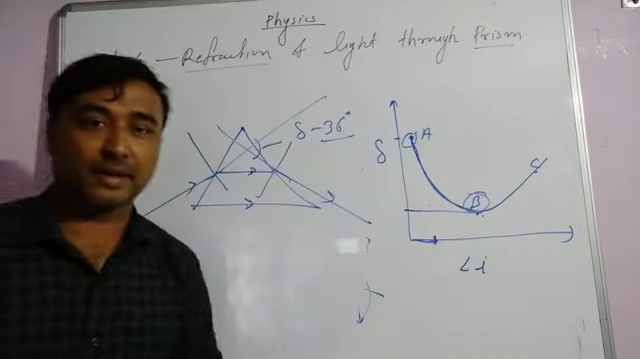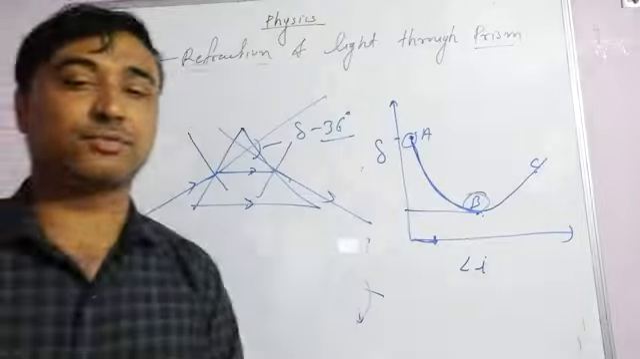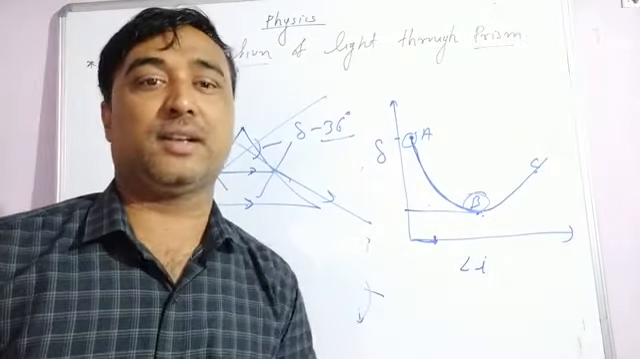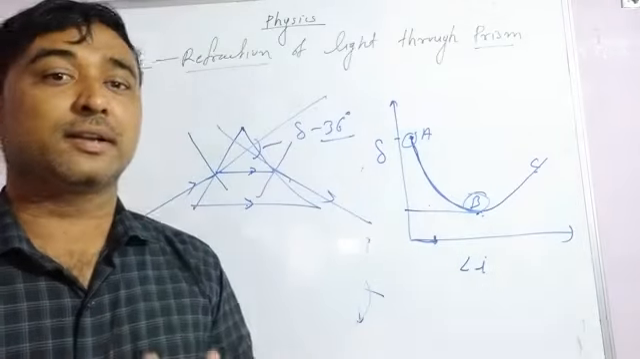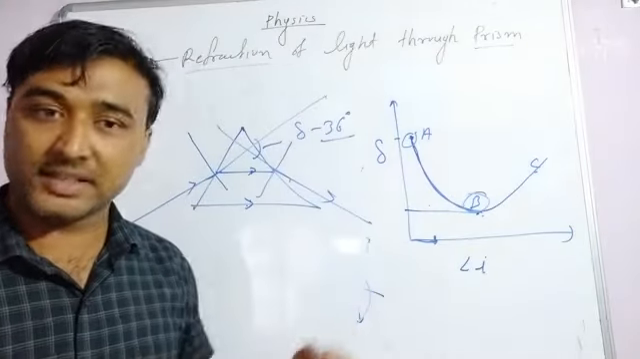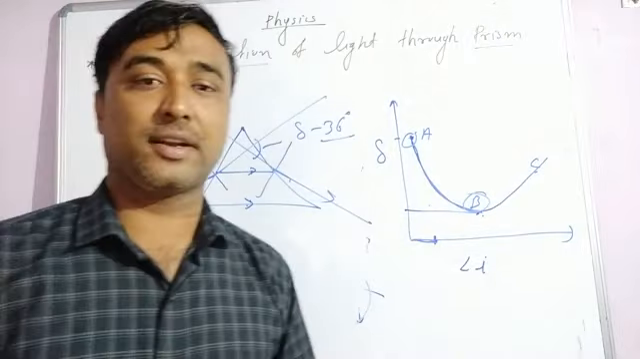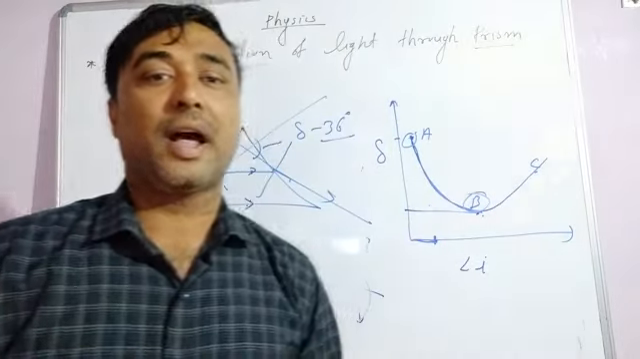So if you study the diagrams properly, the way I have explained, the things will be easy. So we have seen the four factors. What are the four factors? First one, angle of prism. Second is angle of incident. Third one is color or wavelength of light. And last is refractive index of the medium. I hope it's very clear.